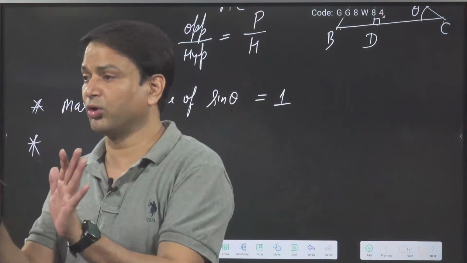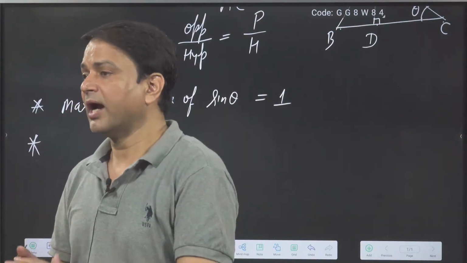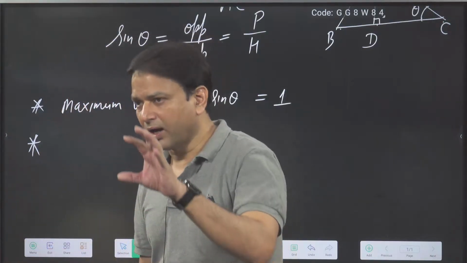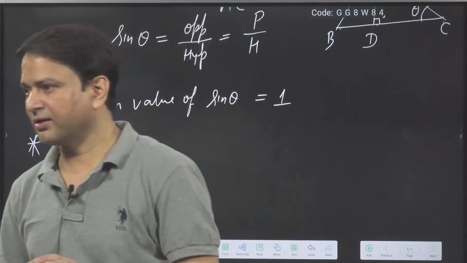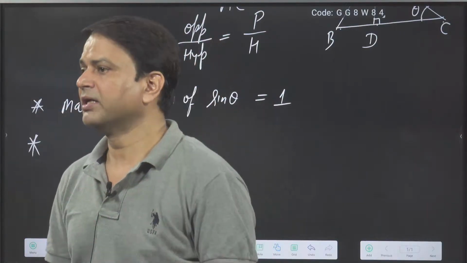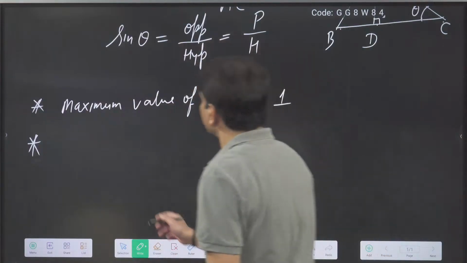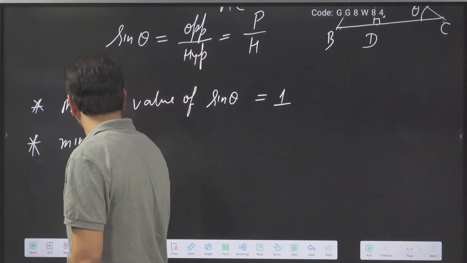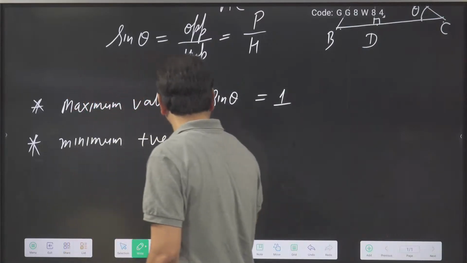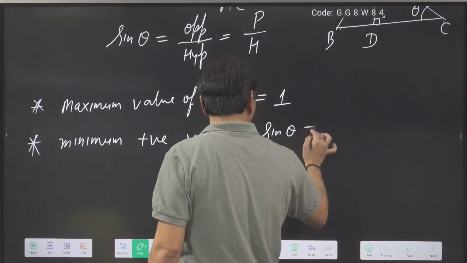Sin theta, I am taking only positive values. Only positive values I am considering, and I am asking what is the minimum value of sin theta? If the condition given is that sin theta is positive, then what is the minimum value of sin theta? 0. So the minimum positive value of sin theta, what can I say?